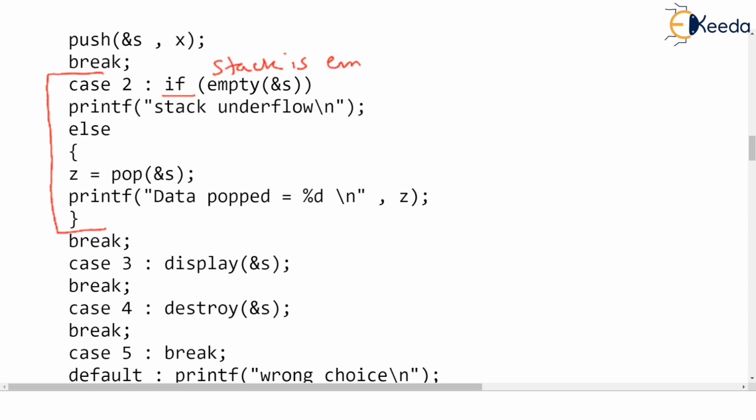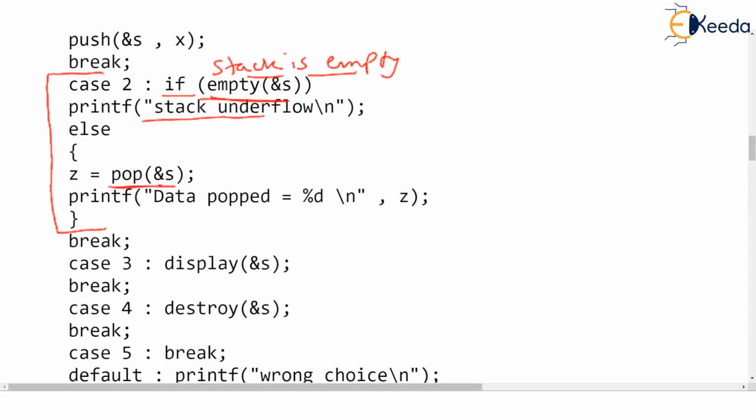Simple words, isn't it? This is what it does. And if the stack is really empty, it will print stack underflow and not go to else, because the condition is true. But what if this condition is false? That means the stack contains a few values. Then it goes to else and calls the pop function.